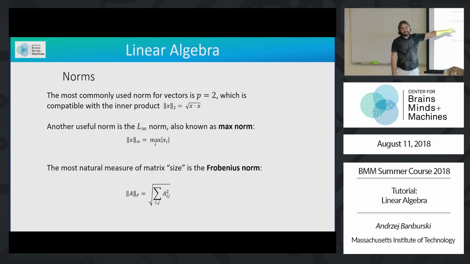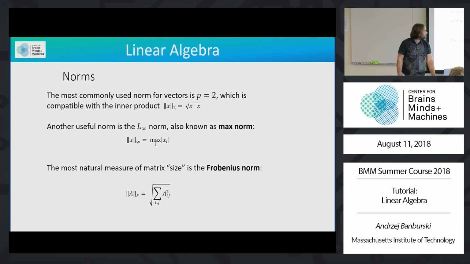You can also define the same L infinity norm for matrices, and it just picks out something we'll talk about later. It picks out the biggest eigenvalue of the matrix. But we'll get to eigenvalues later.